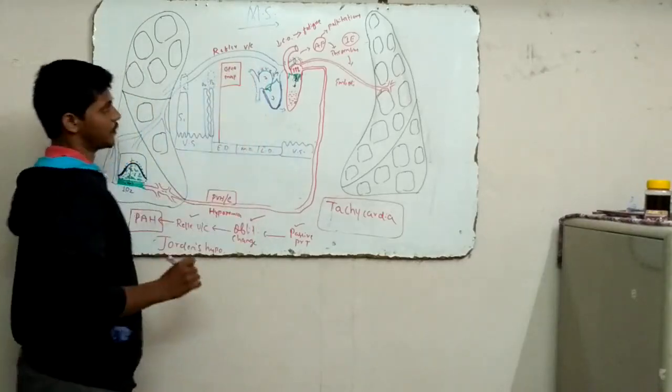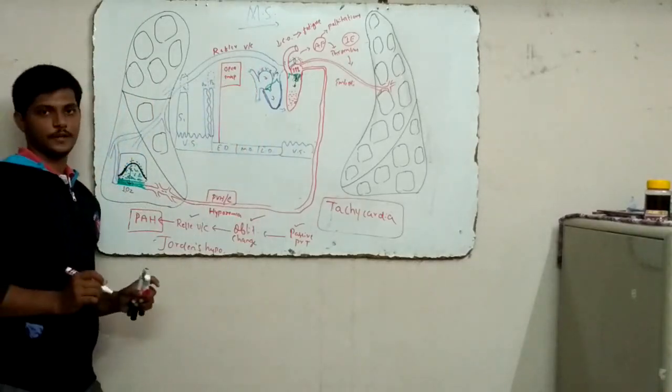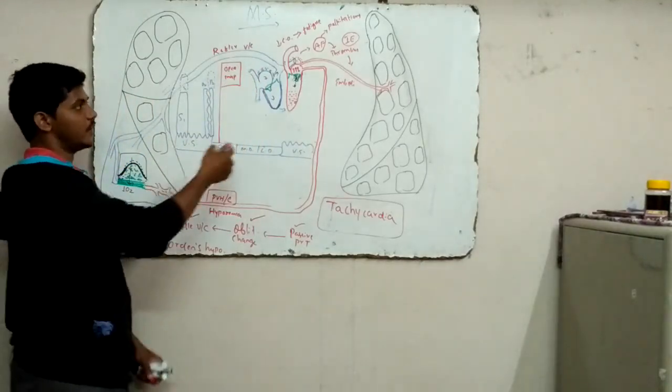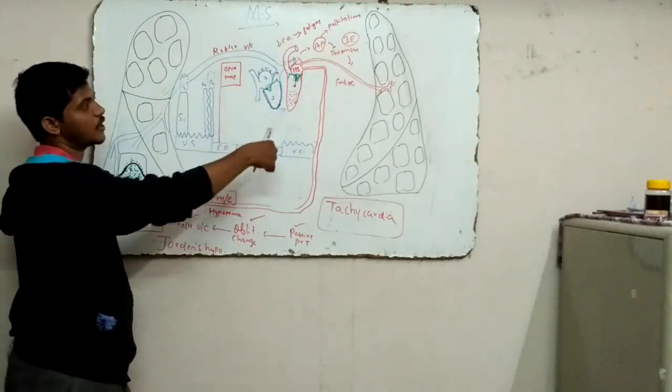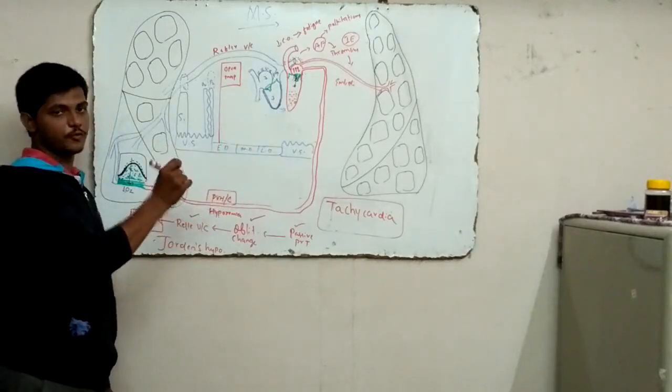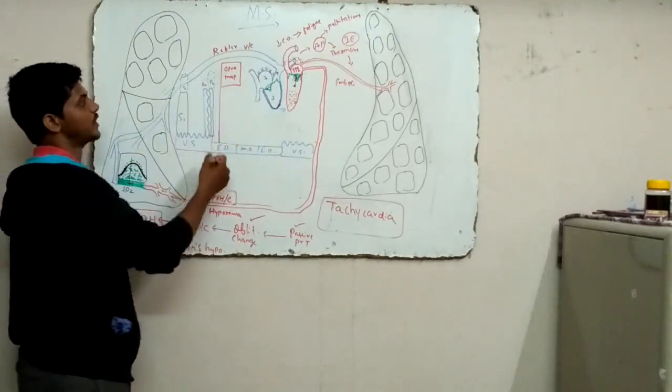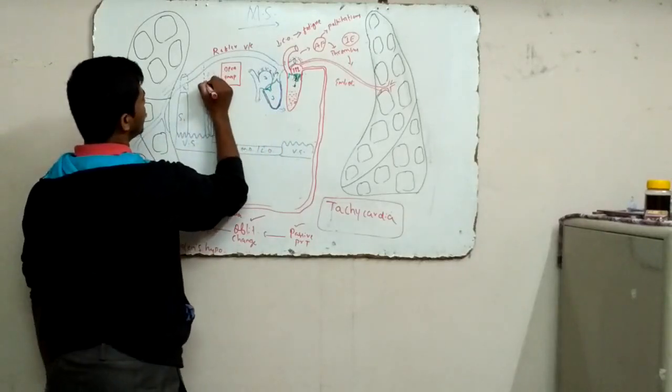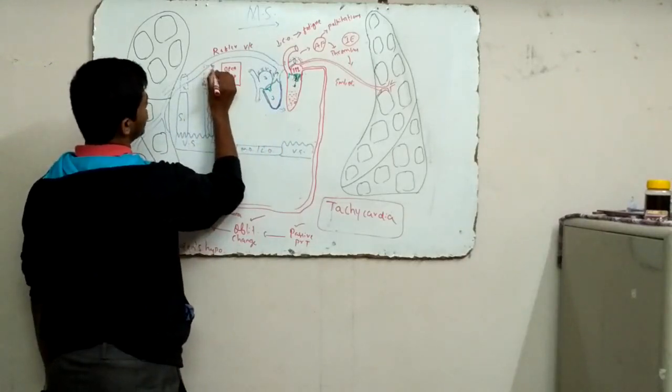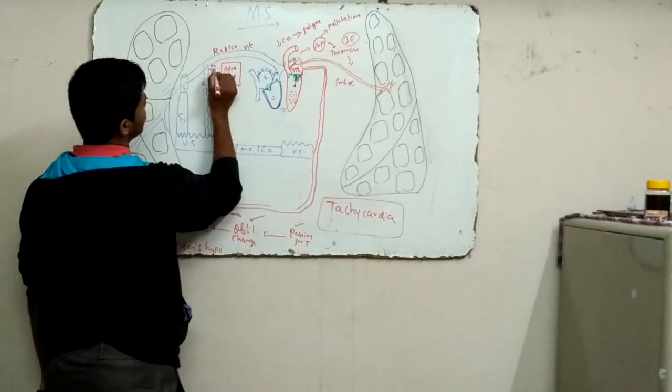So opening snap. So when valves open, they should open silently. There should not be any sound. But here the pressure is so much in the left atrium that when valve opens, it opens forcefully with a sound which is called as opening snap. And this opening snap occurs 40 to 120 millisecond after the A2.